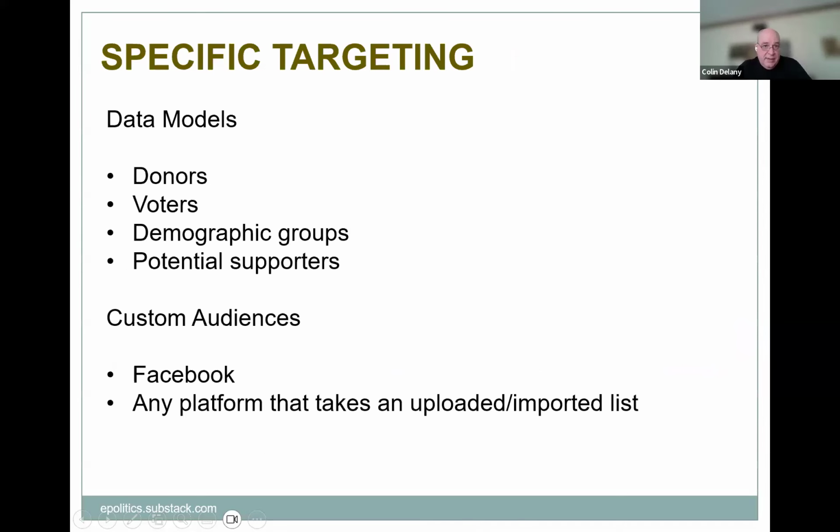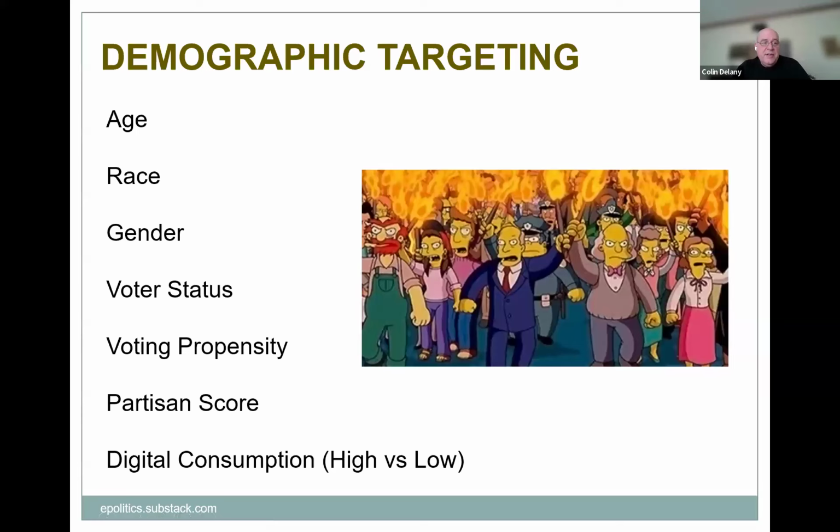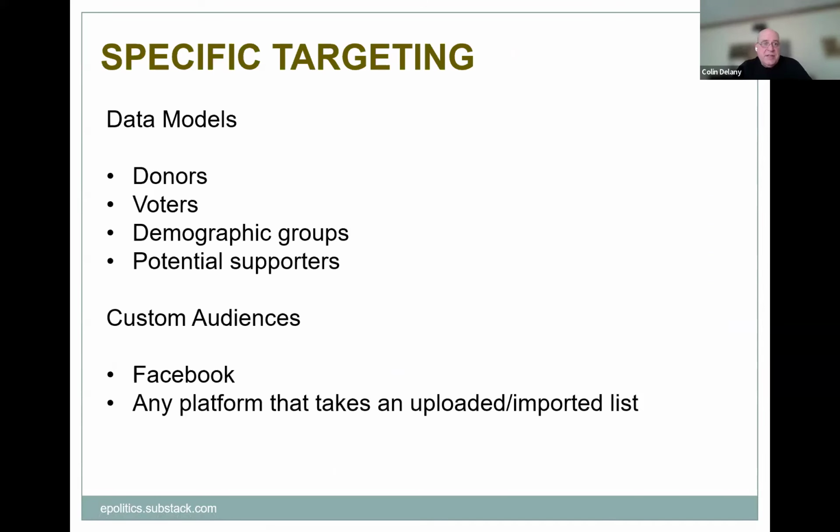So specific targeting. We talked about demographic targeting, which is going to wrap people in a bunch of groups. But the specific targeting, this is us going after individual potential donors, potential voters, potential opinion leaders. So the data models can be donors. Very often, have any of you received a bunch of text messages in the last years from political campaigns, right? Your name got bought and sold. So you were on a list of potential donors.